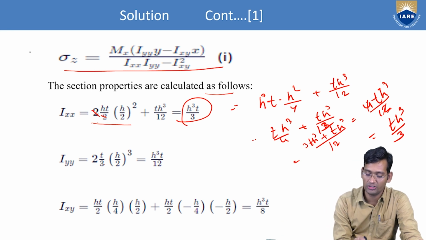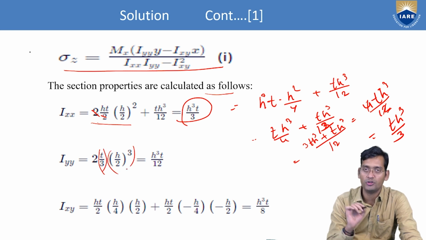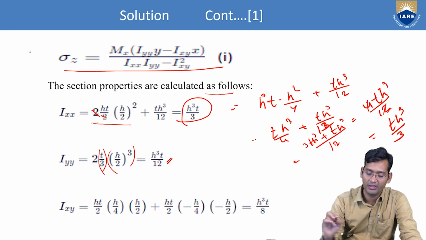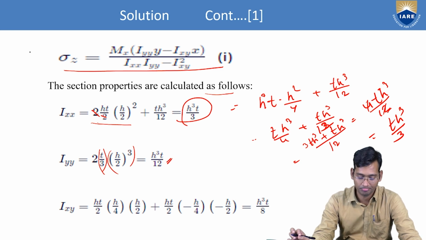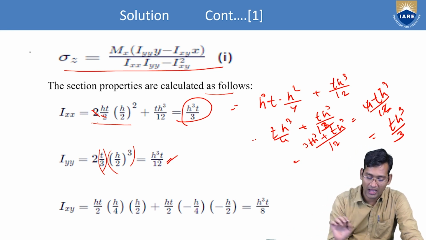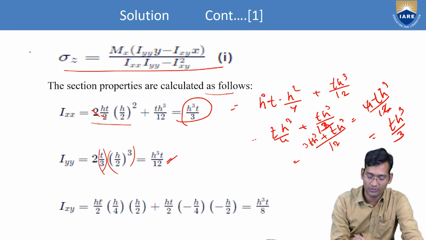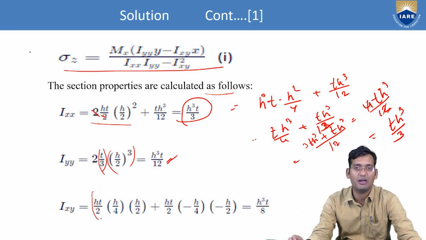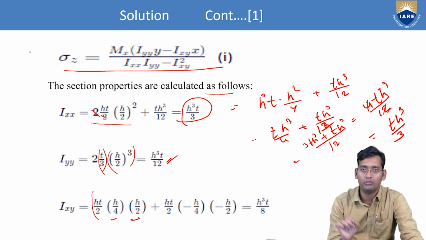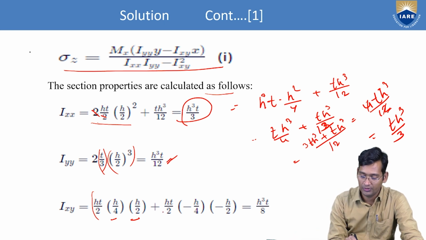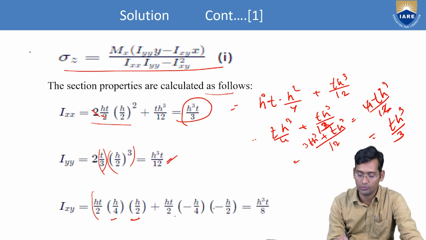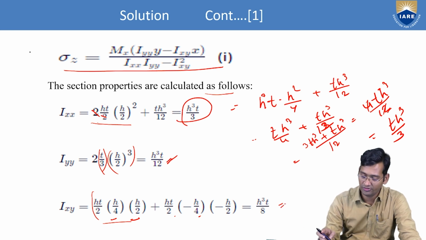Similarly, Iyy along this axis: b d cube by 12, so 2 into t by 12 into (h by 2) whole cube. After multiplying that, you get h cube t by 12. Now we have Iyy. Next we have to find Ixy. So let's find Ixy. Again from this, h t by 2 into h by 4 into h by 2 from the first flange. Then h t by 2 into minus h by 4 into minus h by 2. After simplifying this, you will get h cube t by 8.